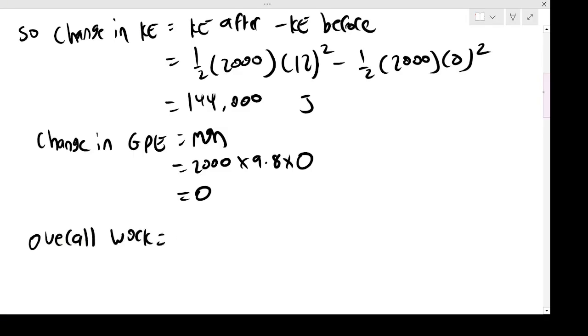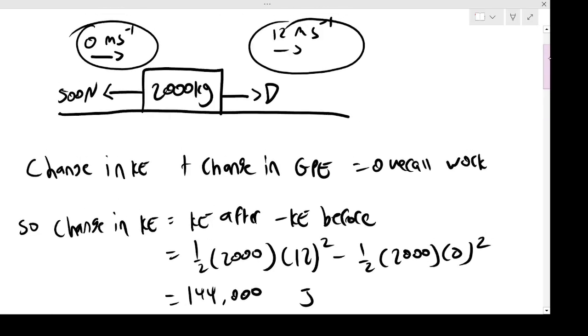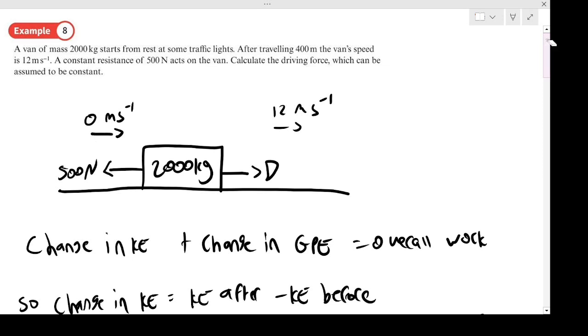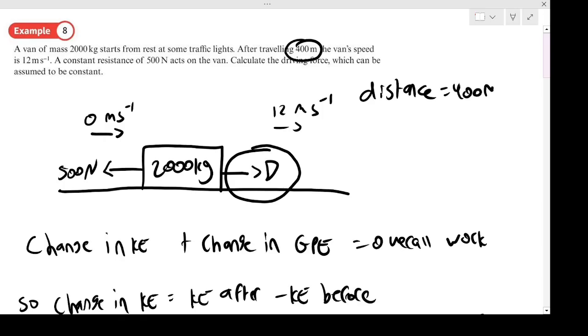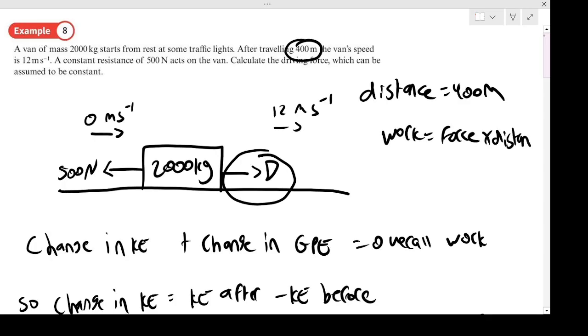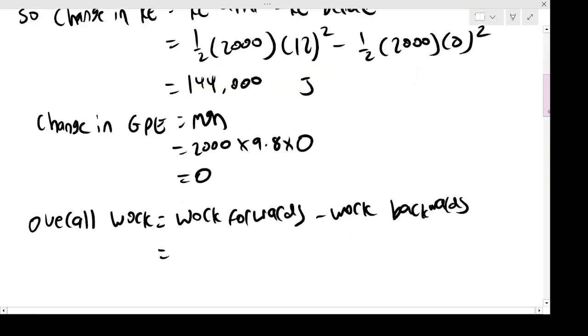And then lastly, the overall work, well, I said that's the work forwards, take away the work backwards. So what does that mean here? Well, I'm talking about the forwards and the backwards force. So obviously the van is moving forwards, so this is my forwards force D, and I'm told the distance is 400. So the work of the forwards force is going to be D times 400, because remember work is force times distance. So it's going to be D times 400 for the work forwards.